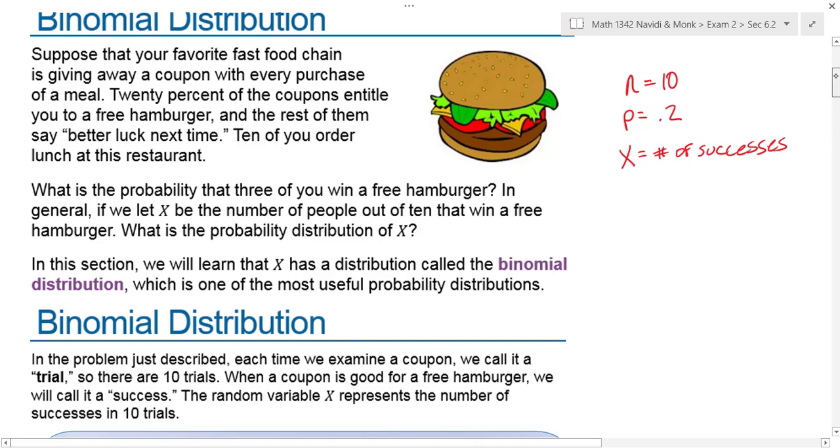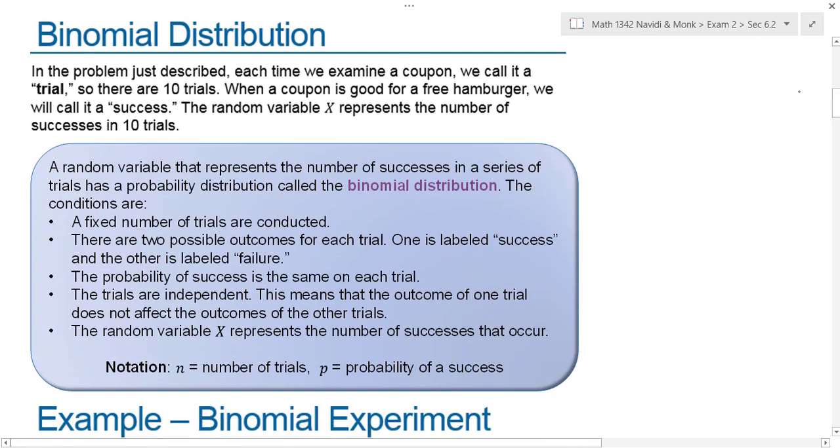Now I told you that this scenario represents a binomial distribution because the following conditions are satisfied. A random variable that represents the number of successes in a series of trials has a probability distribution called the binomial distribution. The conditions are that you must have a fixed number of trials. We did for that problem. It was n equals 10. There are 2 possible outcomes. We call those outcomes success and failure.